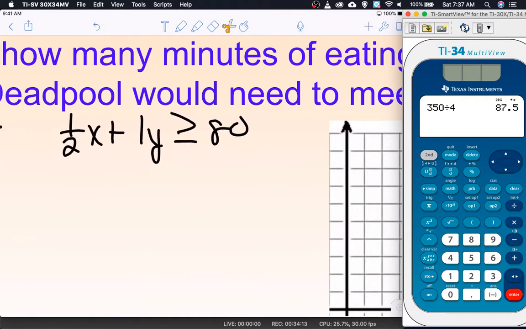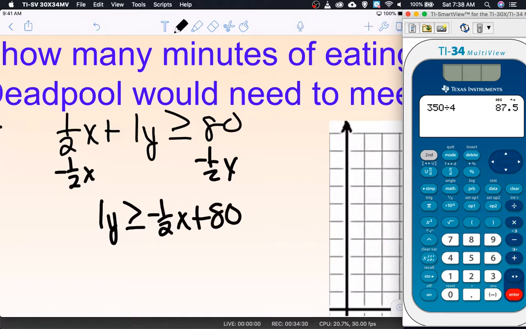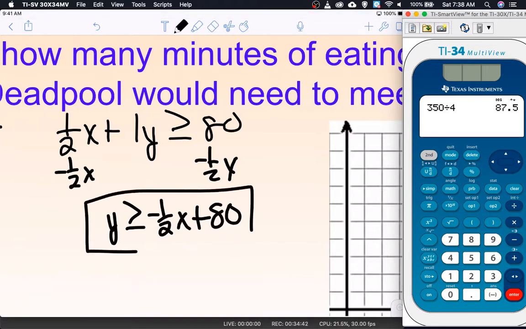We wrote. Now we need to solve and graph. Solve. Minus 1/2 x on both sides. 1y is greater than or equal to negative 1/2 x plus 80. We don't really need to divide by 1. That's useless. That's a ghost 1 anyways. See? He's gone. And it's the exact same thing. So we could stop right there.